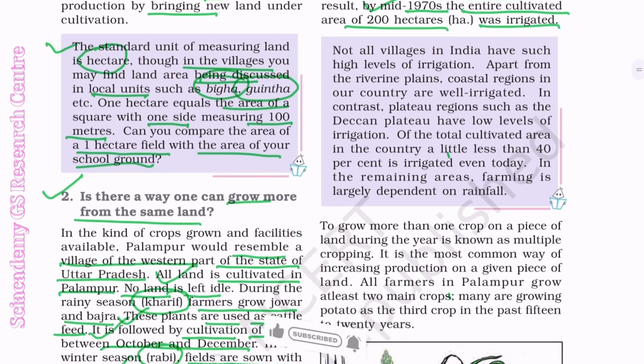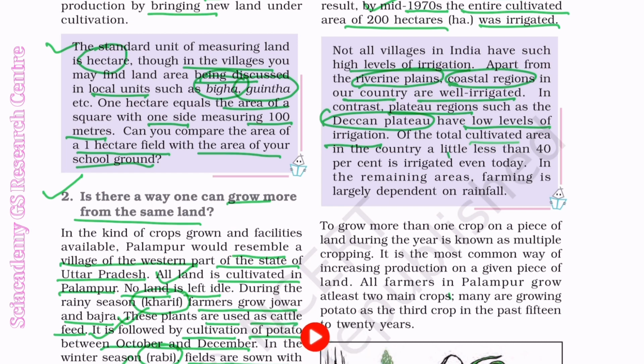Not all villages in India have such a high level of irrigation. Apart from the riverine plains, coastal regions in our country are well irrigated. In contrast, plateau regions such as the Deccan Plateau have low levels of irrigation. Of the total cultivated area in the country, a little less than 40% is irrigated even today. In the remaining areas, farming is largely dependent on rainfall.